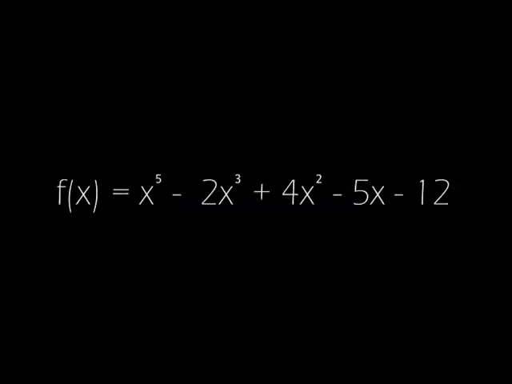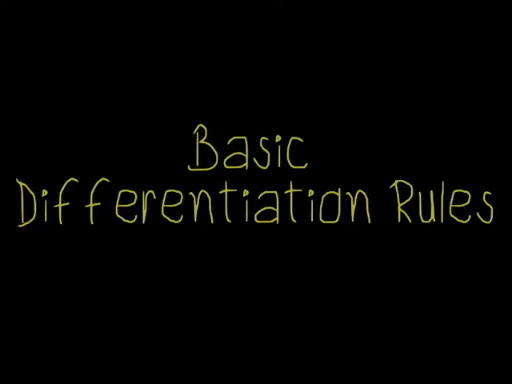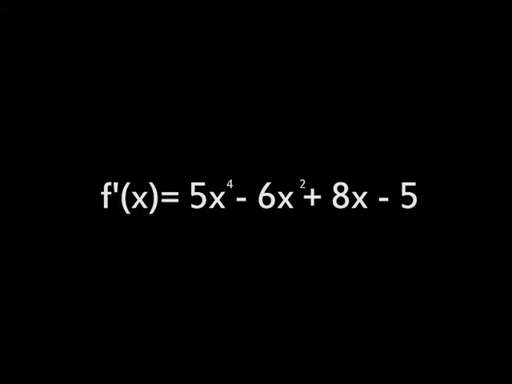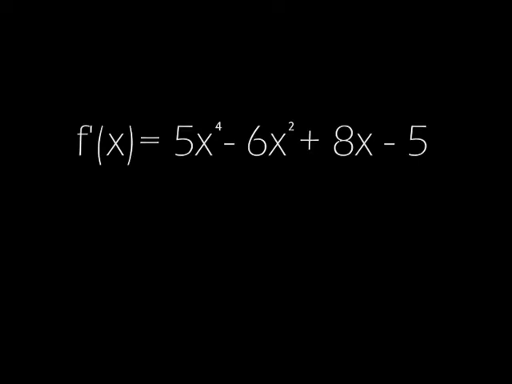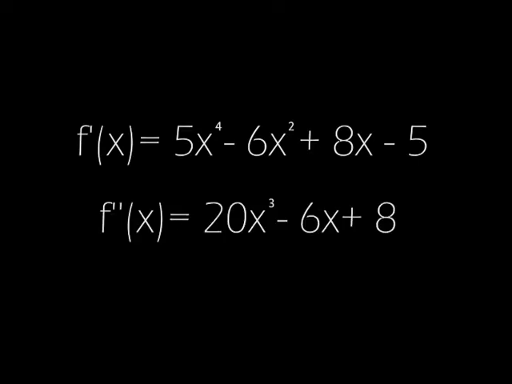Let's try to get the first, second, third, and fourth derivative of the function f of x is equals to x raised to 5 minus 2x cubed plus 4x squared minus 5x minus 12. By applying the basic differentiation rules, we can get the first derivative of this function, which is f prime of x is equals to 5x raised to 4 minus 6x squared plus 8x minus 5. In order to get the second derivative, derive the first derivative of the function. We will then get 20x cubed minus 12x plus 8.